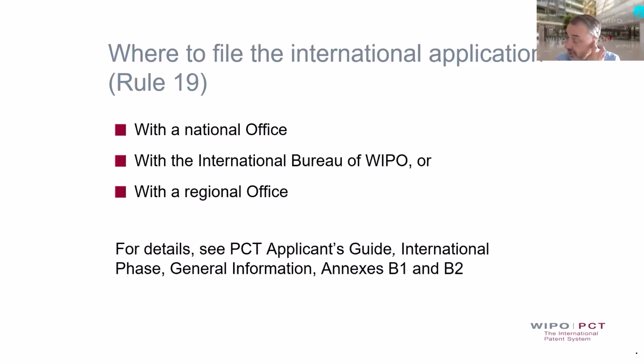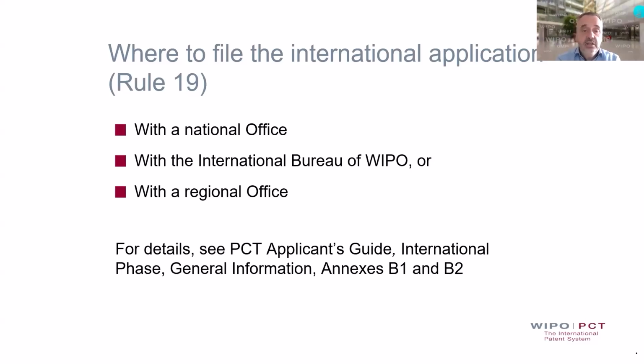And the third option, that's not available to everyone but to many applicants around the world, are regional offices. So for instance, in Europe, your choice is with your national office, the International Bureau, or with the EPO as a regional office that could also act as a PCT receiving office. Who's competent in your particular case?